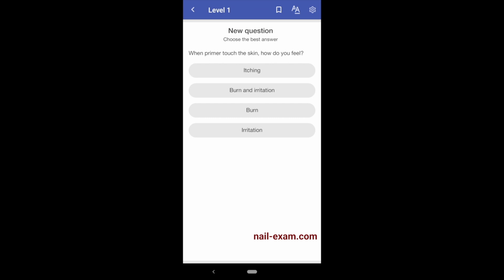When primer touches the skin, how do you feel? Answers: A. Itching. B. Burn and irritation. C. Burn. D. Irritation. The answer is B.